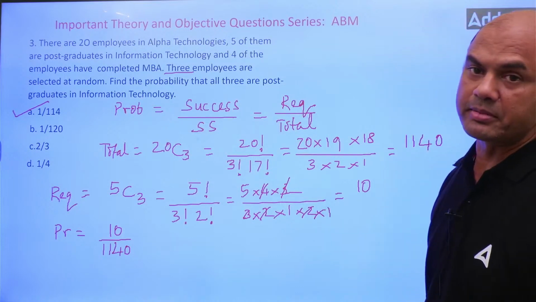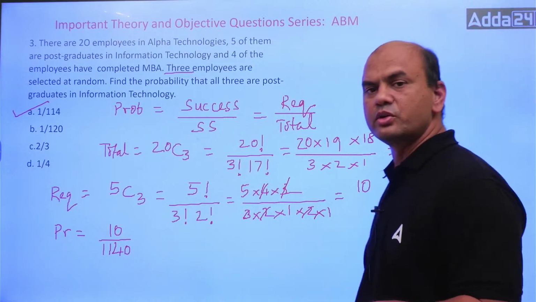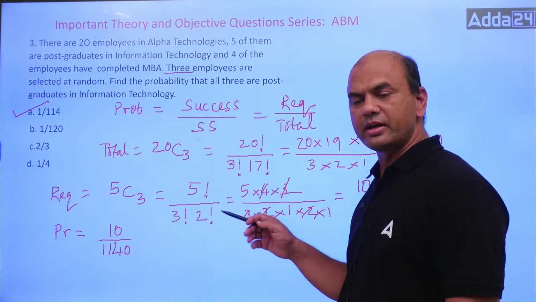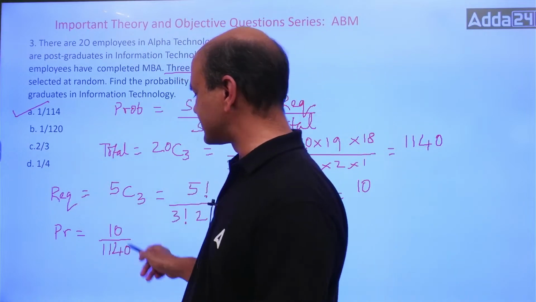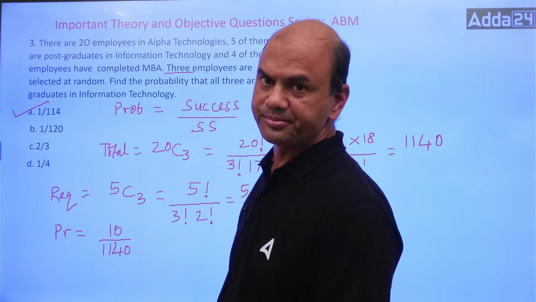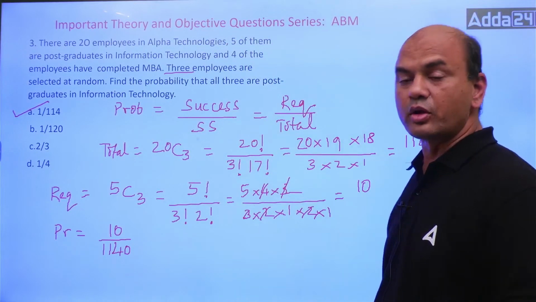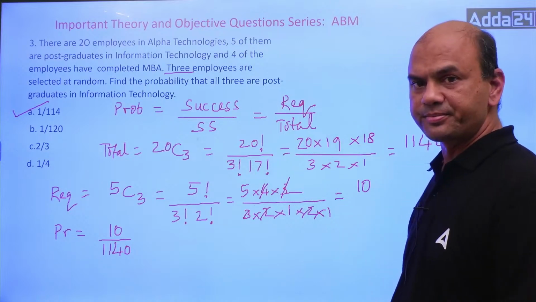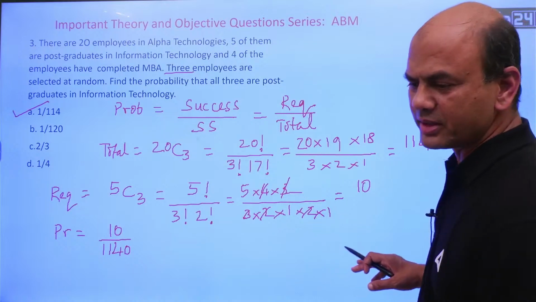So what is the probability then? Success upon the sample space. So 10 divided by 1140. So it is 1 upon 114. 0 gets cancelled and this is your answer. Okay. This is how you will be solving the normal probability problems. Generally you will get some of these like this because these are asked for 1 mark only.